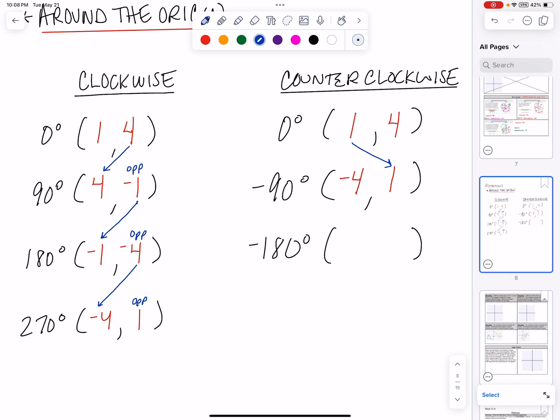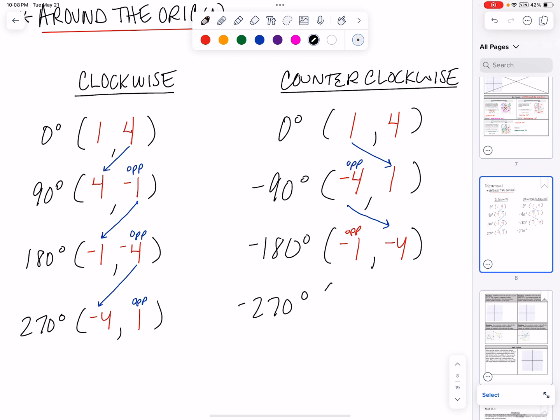Interesting. Counterclockwise, the arrow just goes the opposite direction. And what happened to the 4? It becomes opposite. Okay, so the arrows just go the different way and the opposite goes the other side. Okay, so what's going to happen here? The -4 goes over there. Sorry, let me use the same color here. -4 goes to there. What happens to the 1? The 1 becomes opposite. Okay, do the last one, -270.